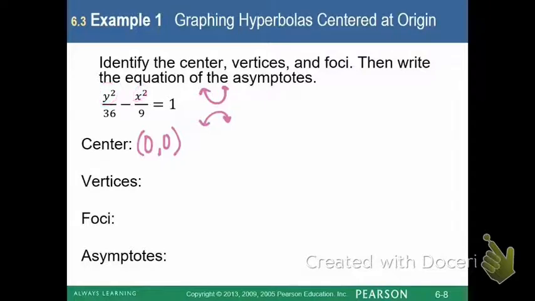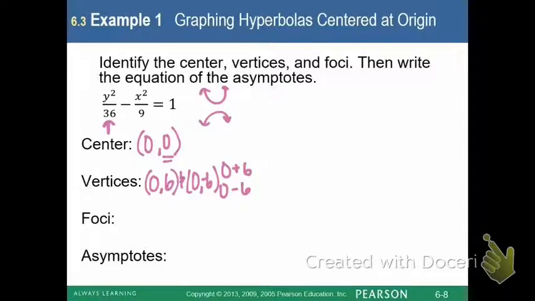Now for my vertices, I'm going to be looking again, since the y's come first, it's the y that's going to change here. I take the square root of 36, which is just 6. So I'm taking that 0 and adding 6 and subtracting 6. So my vertices are going to be at 0, 6 and 0, negative 6.